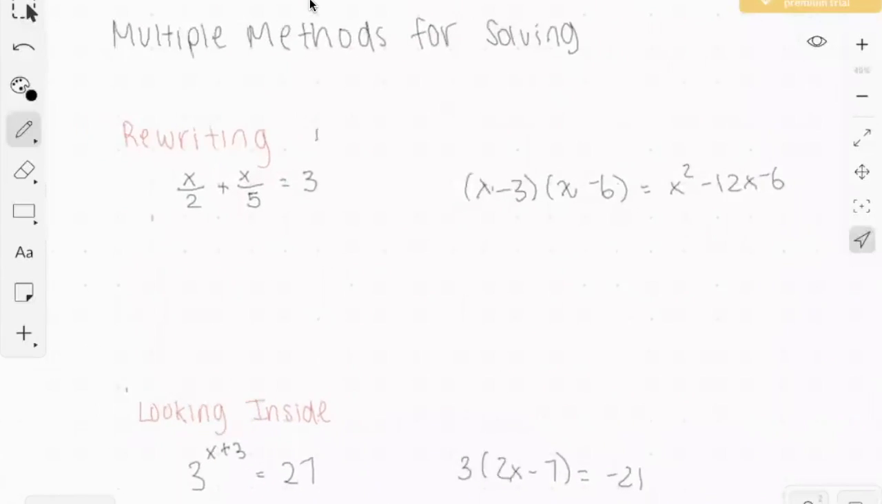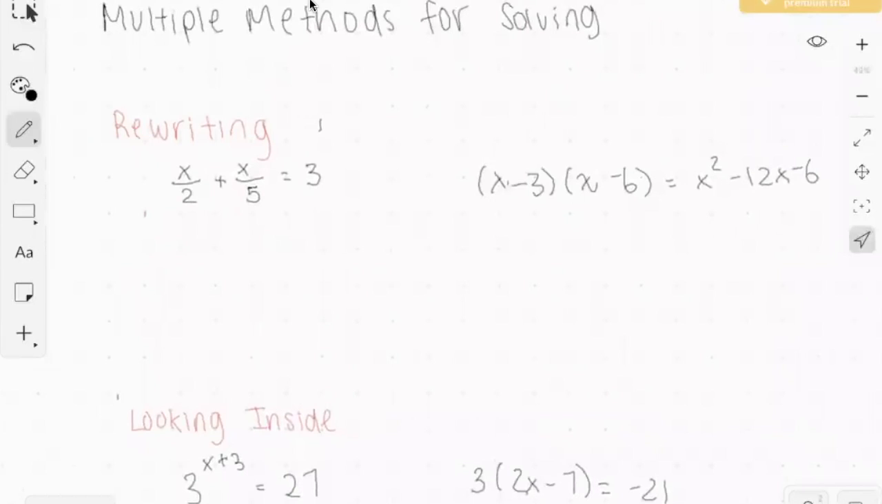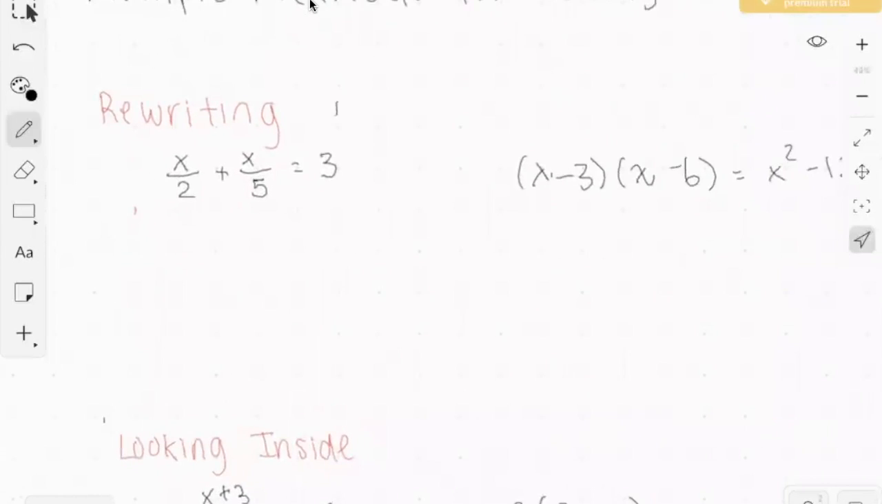So our first question is x over 2 plus x over 5 equals 3. So we notice that 2 and 5 are denominators here, and they are not the same. So to fix that problem, we have to think about what thing we have to multiply the entire equation by to get rid of 2 and 5. And that would be their least common multiple, which is 10. So we go to here.